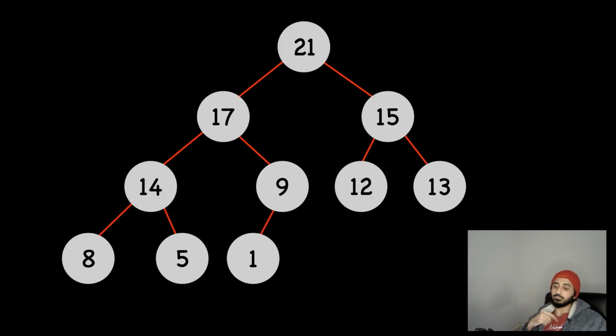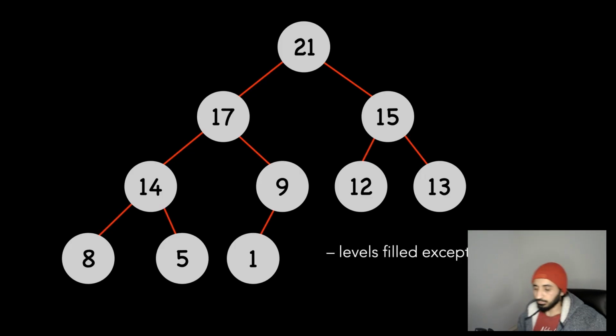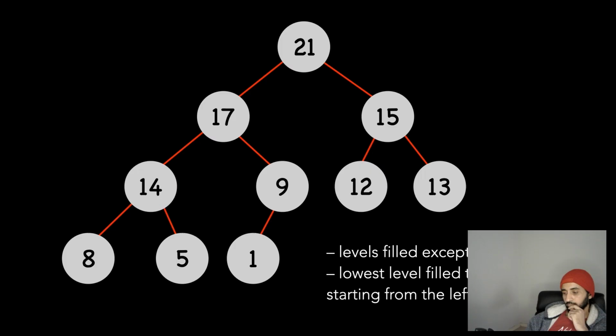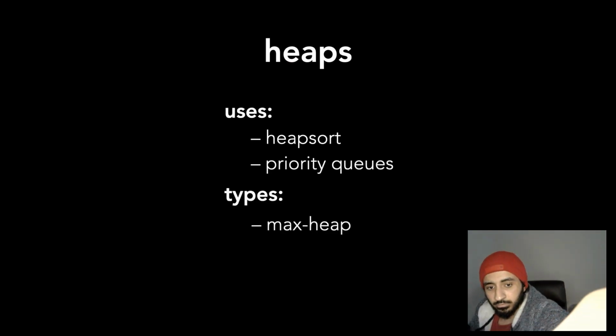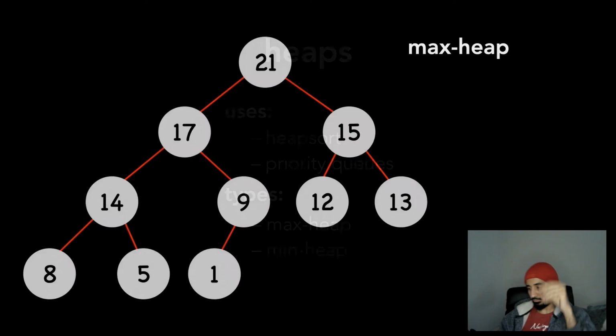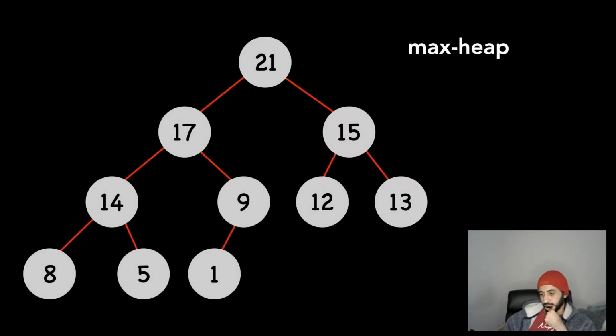By a nearly complete binary tree, I mean that all levels are filled except the lowest, and the lowest level is filled up to a certain point starting from the left. Uses of heaps include heap sort and priority queues. And there are two kinds of heaps, max heaps and min heaps. On the left, we have a max heap. The condition for a max heap is that the value of the node i is less than or equal to the value of its parent.